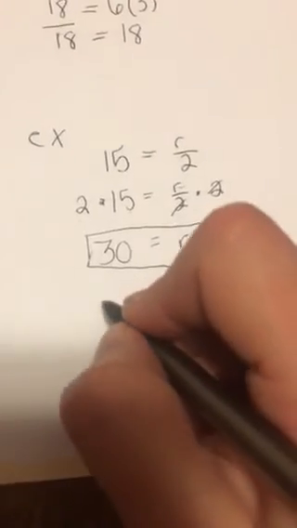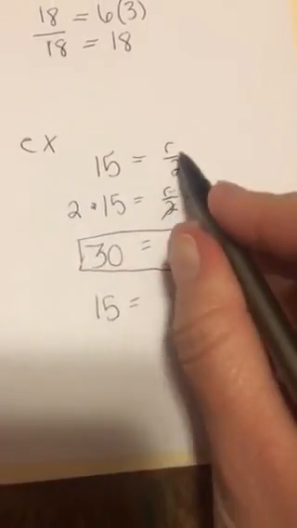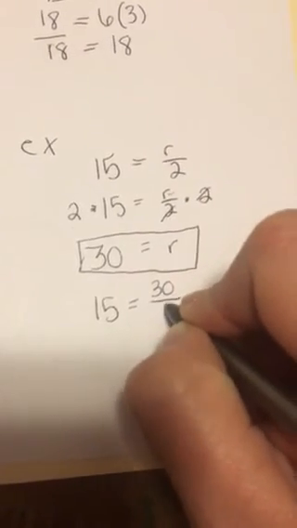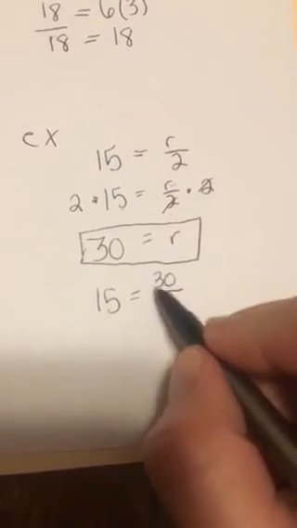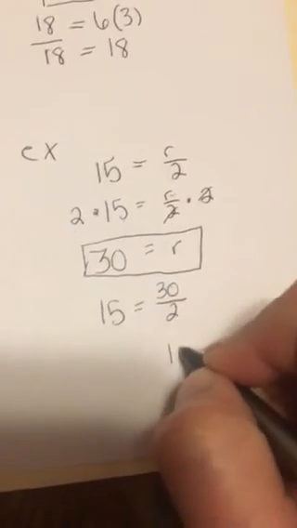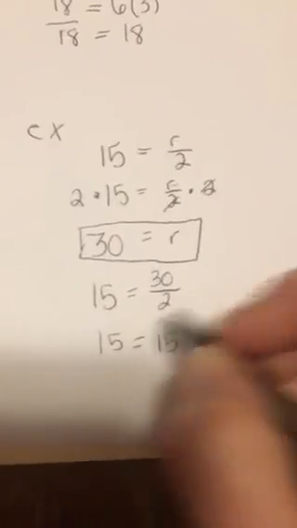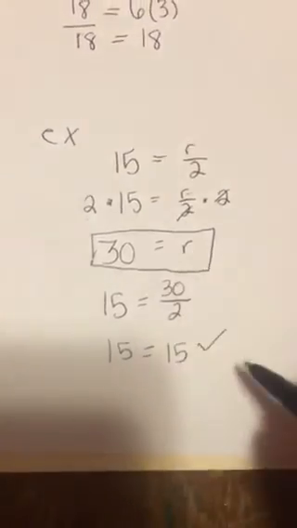Let's check our answer. 15 equals, I'm going to plug in 30 for r back into our original equation. 30 over 2. 30 divided by 2 is 15. So my equation is balanced. 15 is equal to 15. So my solution is correct.